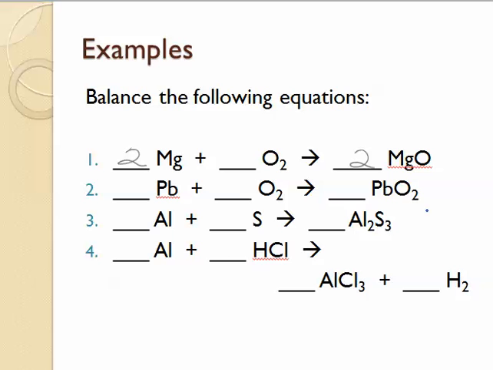To balance this equation, we see we have 1 aluminum atom on the reactant side and 2 on the product side. So to balance those out, we place a 2 up front. To balance my sulfurs, we see we have 1 on the reactant side and 3 on the product side, so we add a coefficient of 3 in front of sulfur. And now we have a balanced chemical equation. Finally, take a moment to balance the last one.